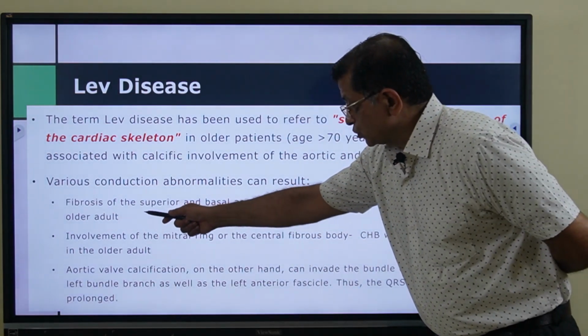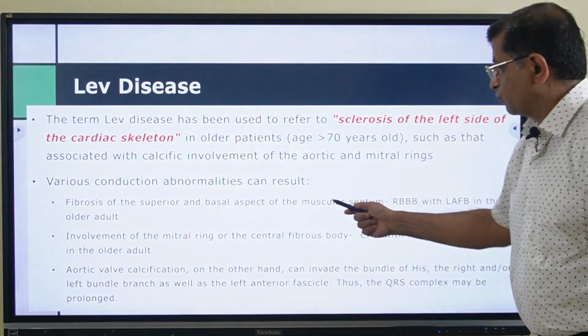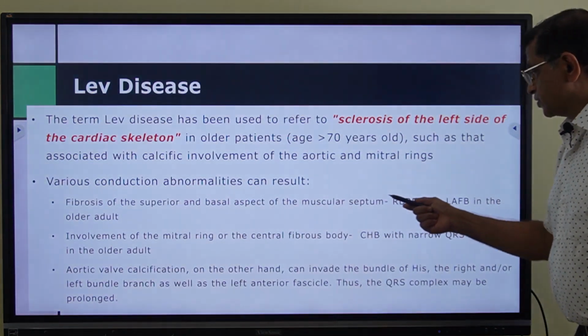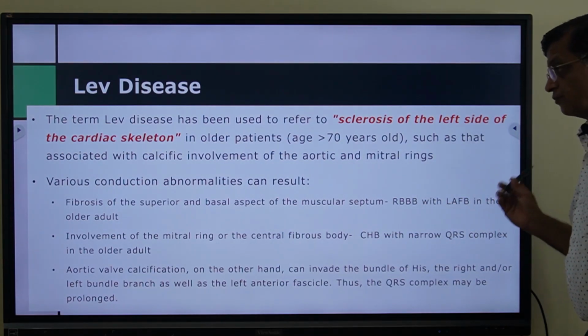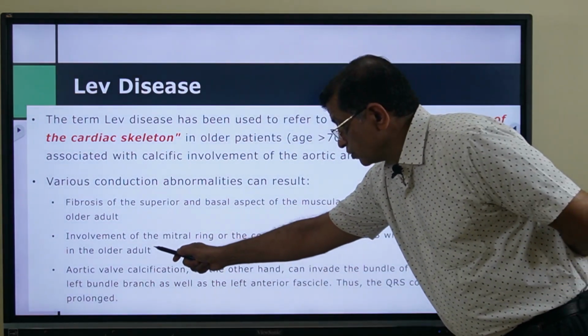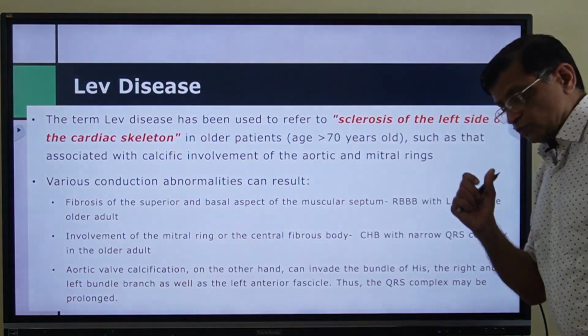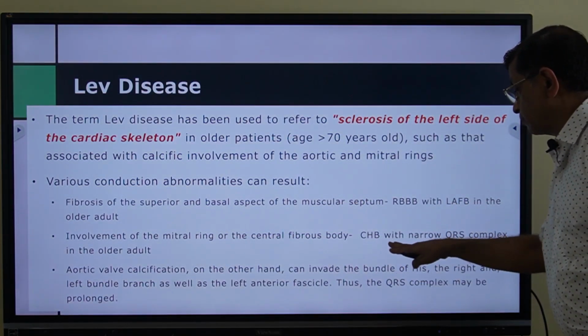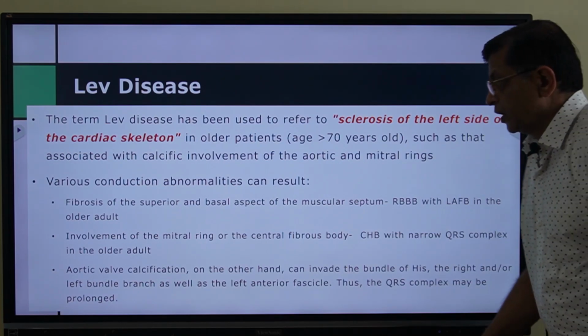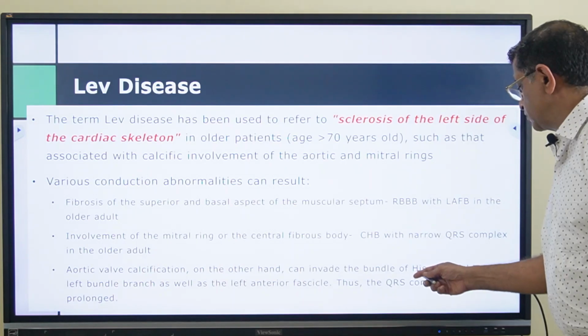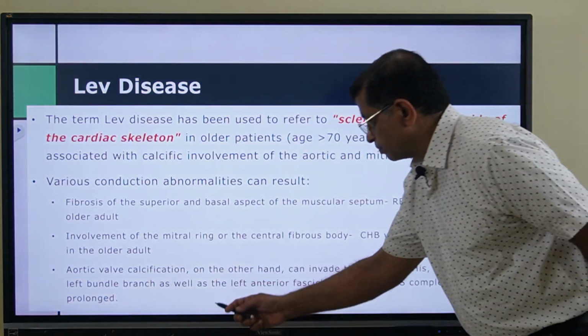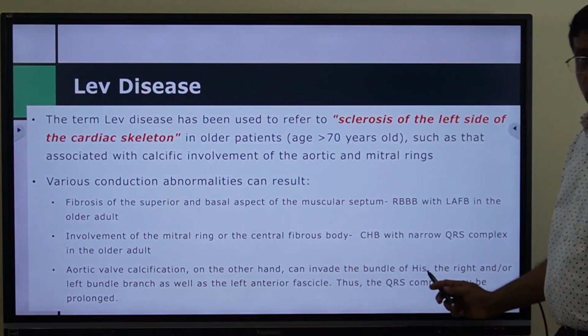For example, fibrosis of the superior and basal aspect of the muscular septum, this is the most common pattern, results in right bundle branch block with left anterior hemiblock. Involvement of the mitral ring or the central fibrous body will cause complete heart block with a narrow QRS. And aortic wall calcification, on the other hand, can invade the bundle of His, cause right or left bundle branch block or left anterior hemiblock.